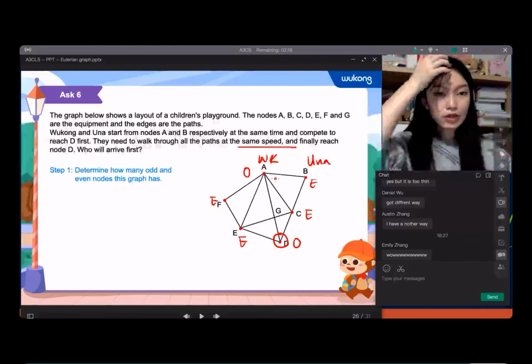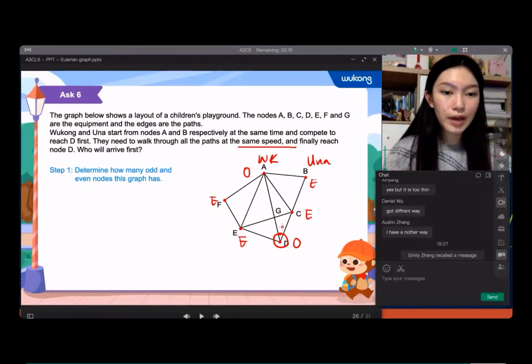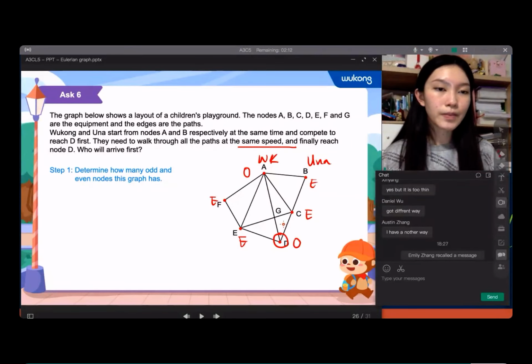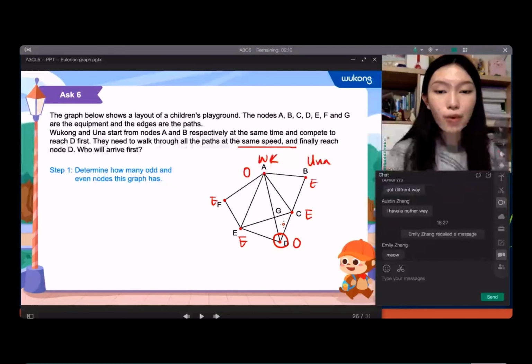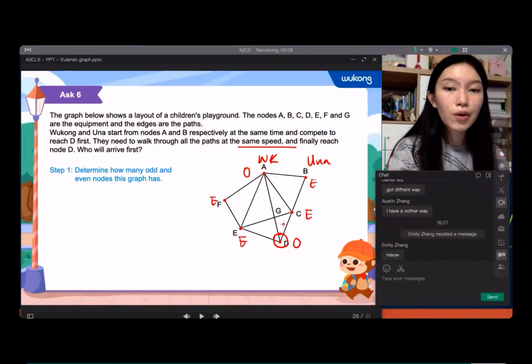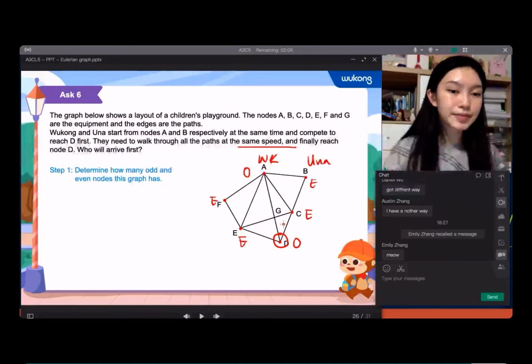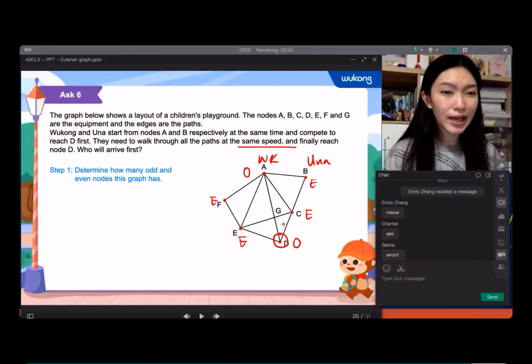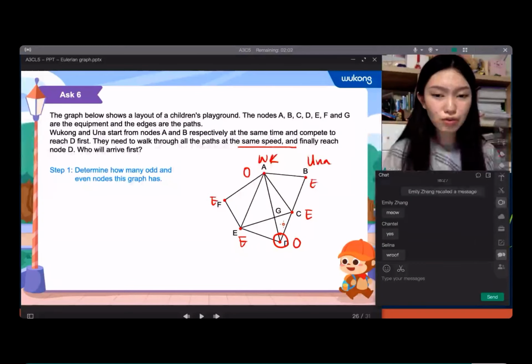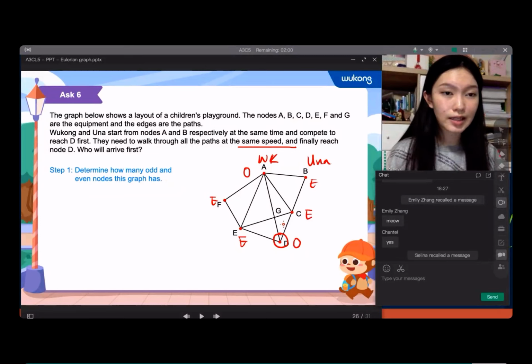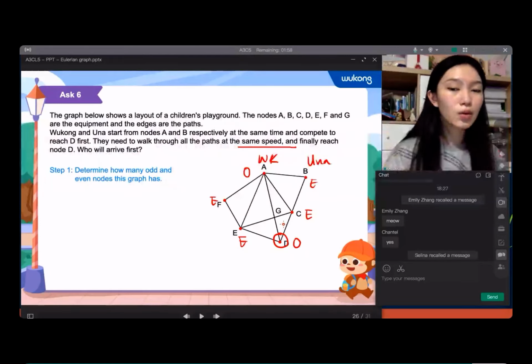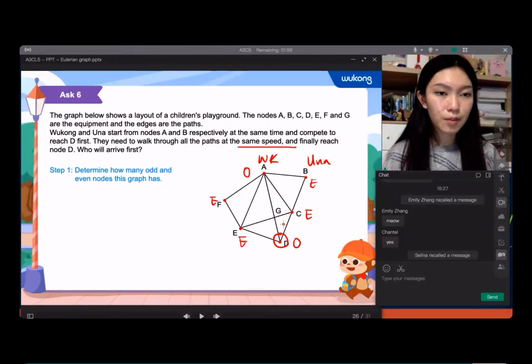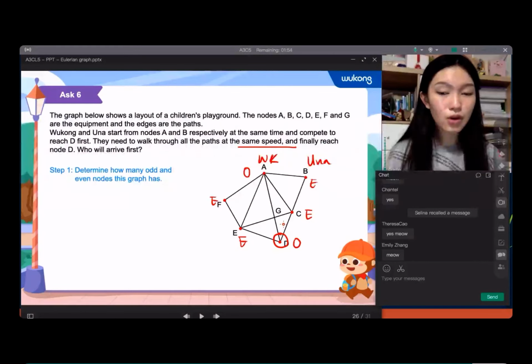Which means when there are two odd nodes, we can draw an Euler path, but they would have to start and end at different points. Does that make sense? So if we want to end on D, we would have to start from A. That kind of already gives away that Wukong can draw a Euler path, doesn't it? Which means Una would have to cover an extra edge. So can you guys tell me who will be arriving at D first?